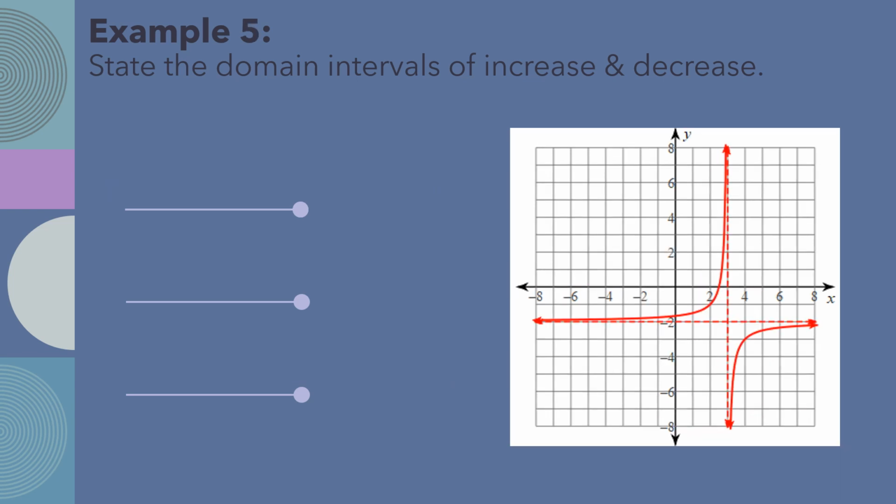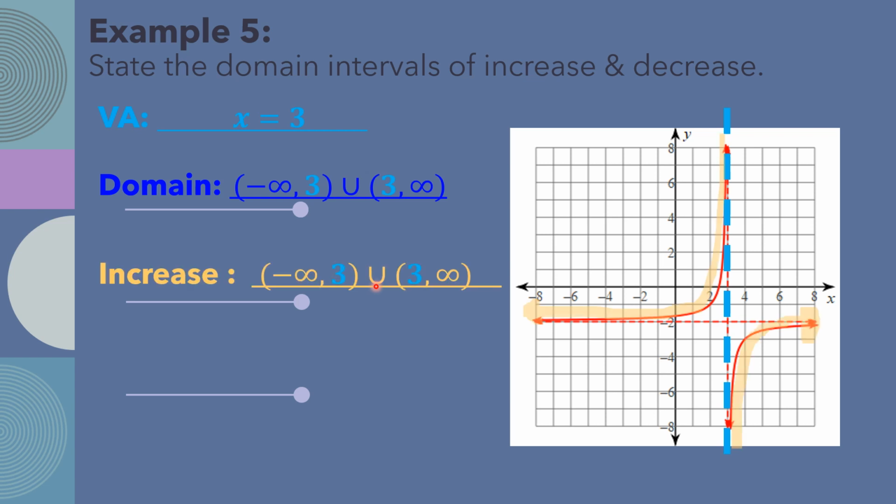Number 5, again, domain intervals of increase and decrease. First, determine your vertical asymptote at x equaling 3. Then state your domain, negative infinity to 3, union 3 to infinity. And now determine, as we move from left to right, does the function increase or does the function decrease? The first section from negative infinity to 3 increases, and then from 3 to infinity, the function still increases. So this function increases across the entire domain and has no section of decrease.